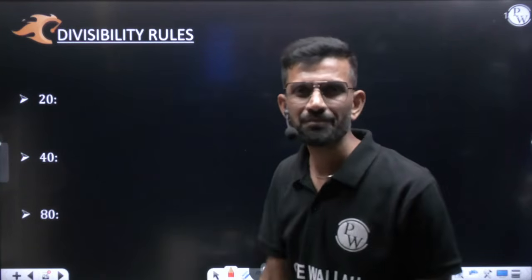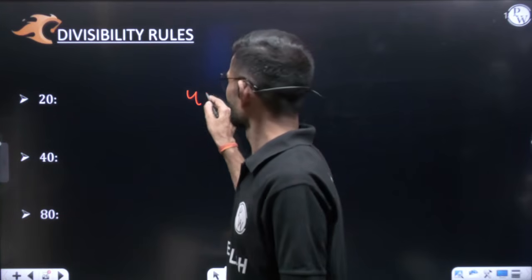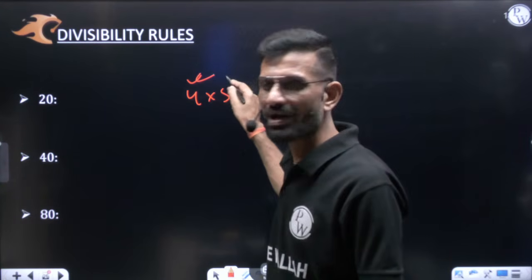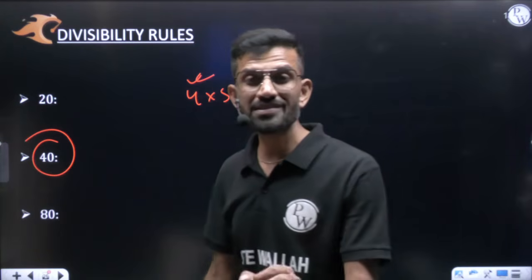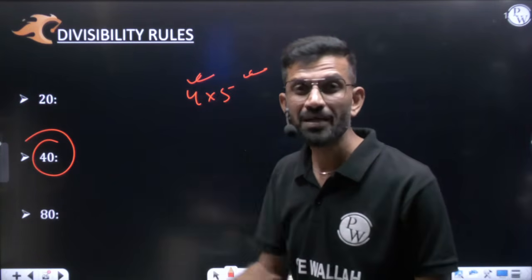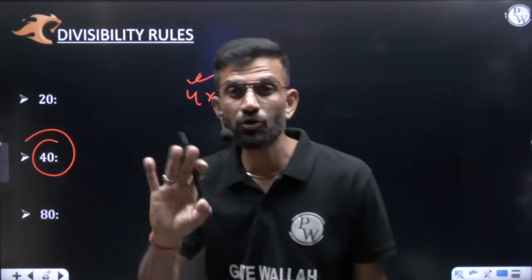20 divisibility rule. 4 5s are 20. The given number should be divisible by 4 as well as by 5. Then the given number is divisible by 20. 40 divisibility rule. Don't say 20 into 2. They are not co-prime numbers. Don't say 10 into 4. They are not co-prime numbers.